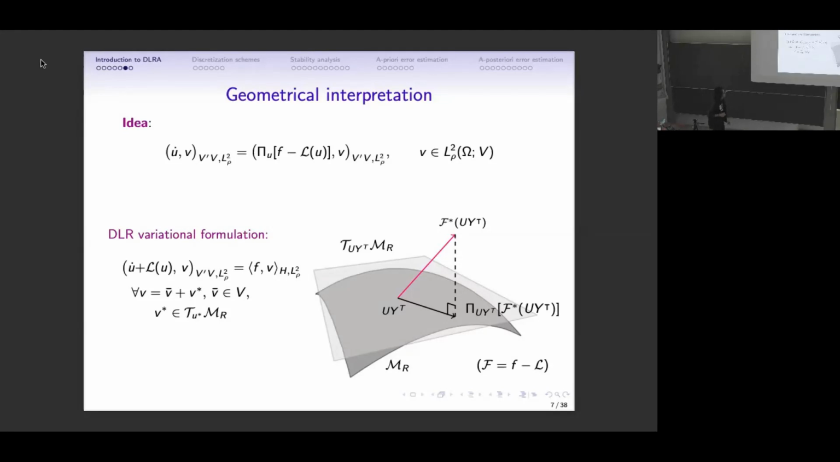And this can be written in a DLR variational formulation in this way. So basically we have the same equation as we would have for the true solution, but now we only test it with functions from the tangent space. Okay, so we have a smaller set of test functions.